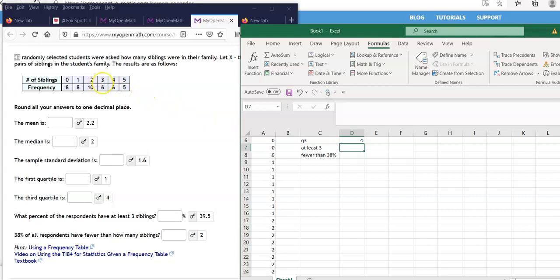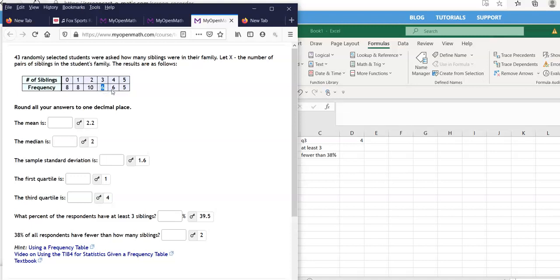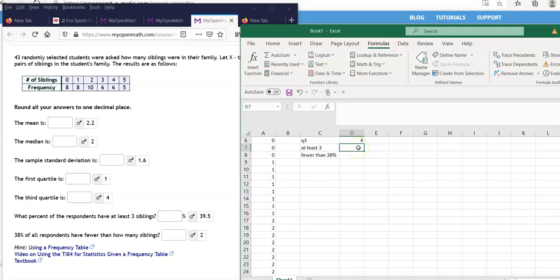At least 3. So that means 3 or more. Well, how many had at least 3? So 3 means 3 or more. So 6 plus 6 plus 5. So there were 17 people, okay, with at least 3. All right. So 17 divided by 43 is 0.395 on your calculator. And 0.395 as a percentage is 39.5%, okay? All right, 39.5%.